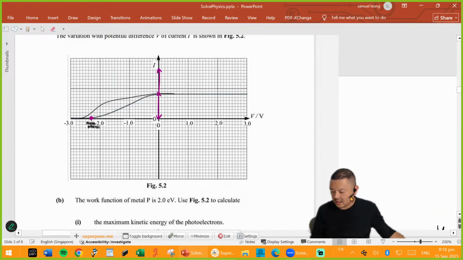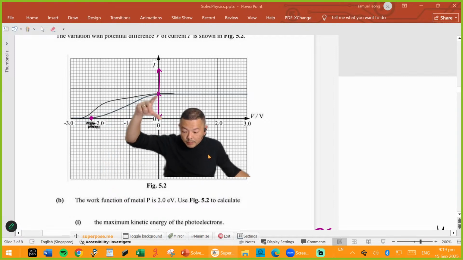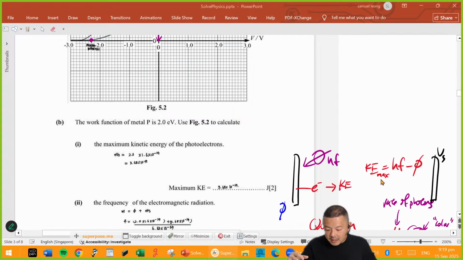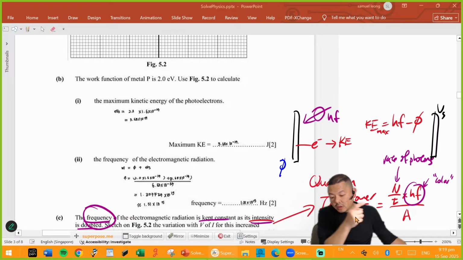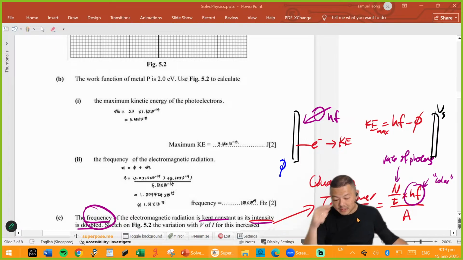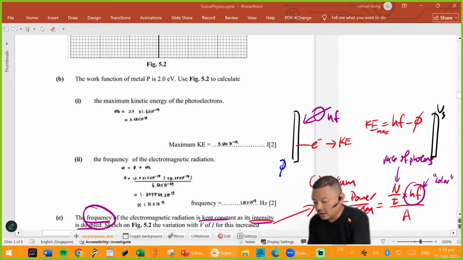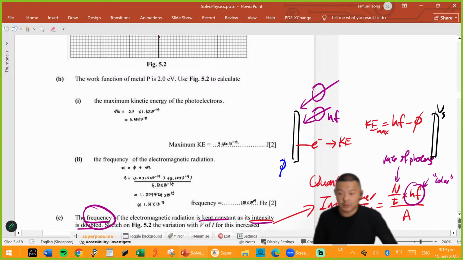So that's to answer why the stopping potential is the same. But when we talk about saturation current, and current is the rate of flow of electrons, it will depend on how many electrons are being emitted. So if you double the intensity but don't change the frequency, it just means that N over T is doubled. That means you have twice the rate of photons.